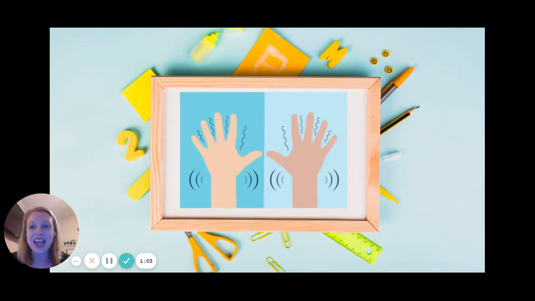Using a photo. In this photo, hands are quivering. This brings us back to movement, as students could practice quivering their hands like the picture.